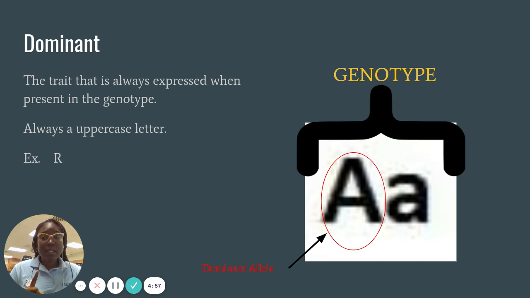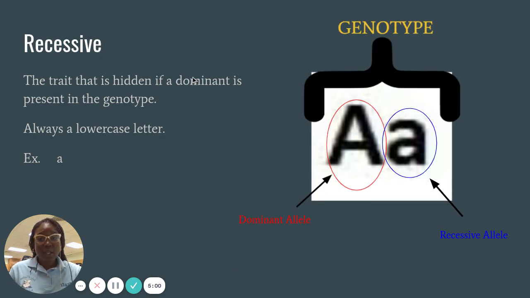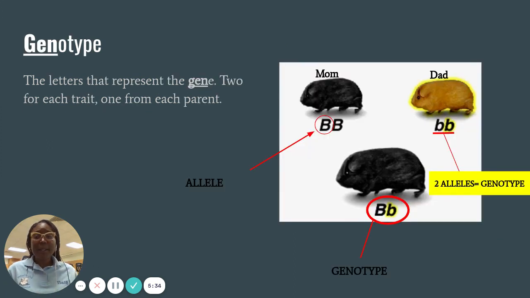An allele can either be dominant or recessive. You see in this picture a dominant represented by a capital letter and a recessive represented by a lowercase letter. A recessive trait is hidden if a dominant is present. It is only expressed if both of the alleles are lowercase. So in this case, this individual is definitely expressing this trait that this allele gave them. You also see in this picture genotype. This is our second time seeing genotype. What is a genotype? Genotype is two letters that represent the gene.